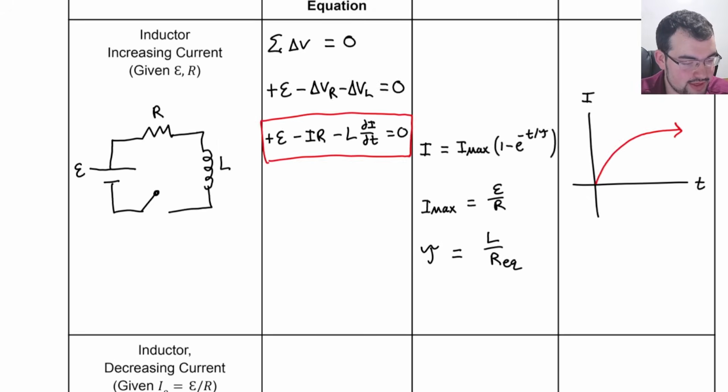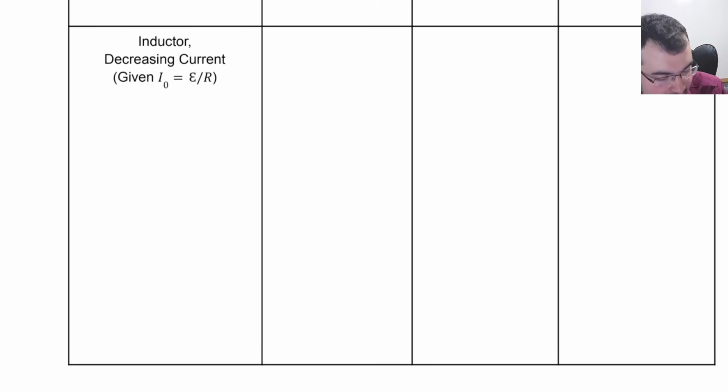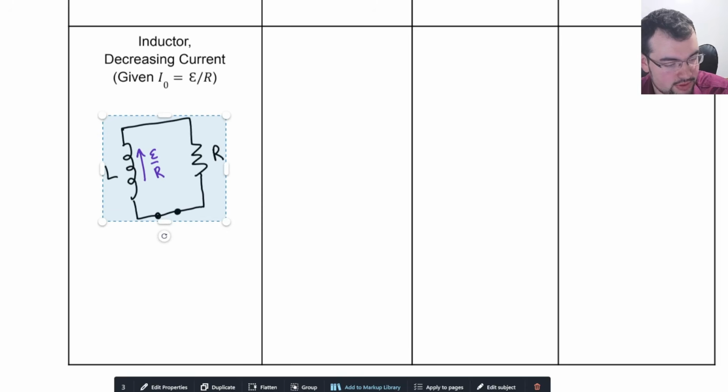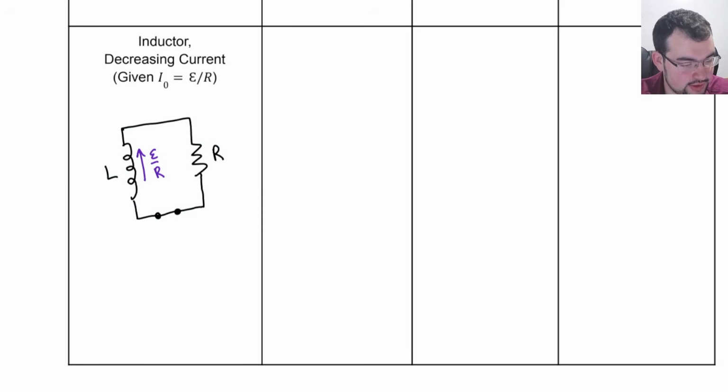All right, now we have the inductor with decreasing current. This one is harder to practically achieve. This would be some scenario where you already have a current through the inductor, E over R. You've basically just flipped a switch. You'll see how this happens in the two switch problem we're going to do next. When we do this one, there's no infinite current source, so we know that this graph is going to be decay, right?